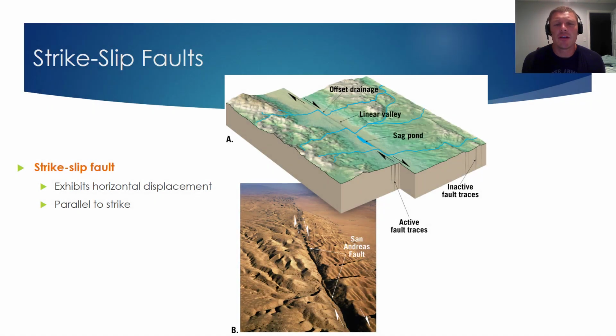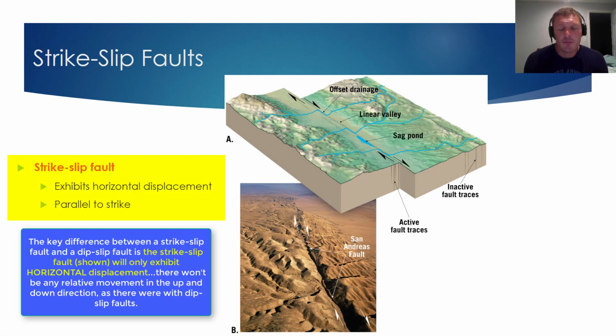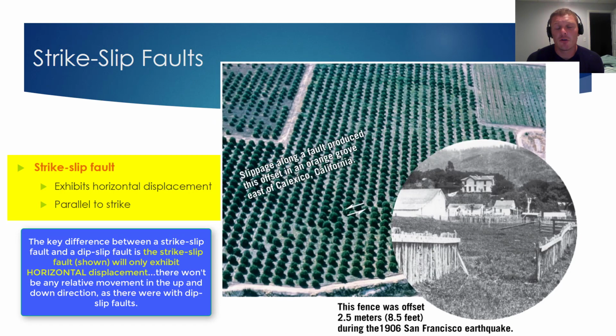The last type of fault that we need to know for the purposes of this course are strike-slip faults. Strike-slip faults are associated with transform plate boundaries, and the San Andreas fault is an excellent example of a strike-slip fault. With strike-slip faults, you'll sometimes find rocks that don't match up with other rocks in the given location. You may find offset stream channels and offset drainage. And after earthquakes associated with strike-slip faults, you can find fences that have been disconnected after the fault slip occurred.